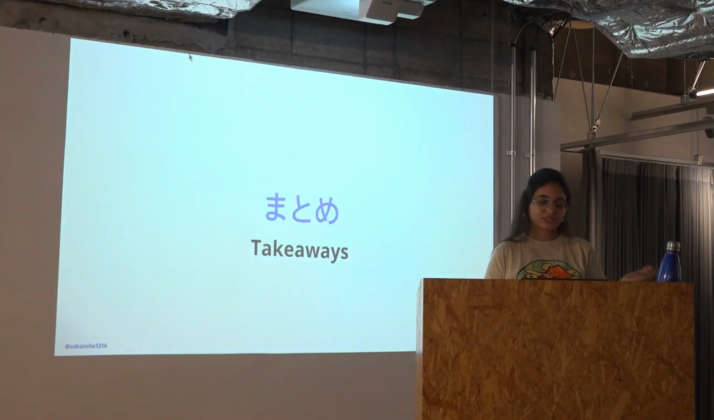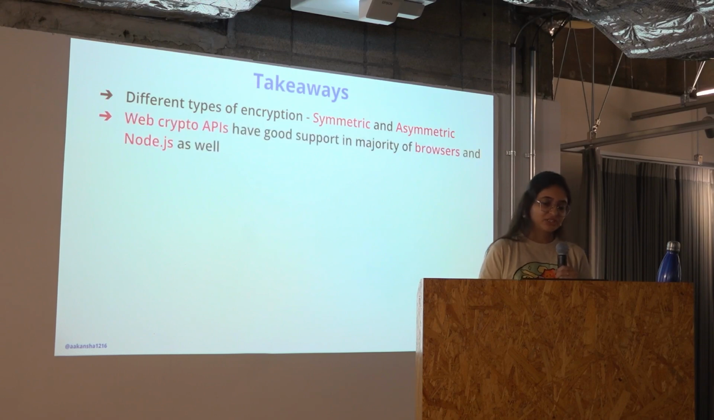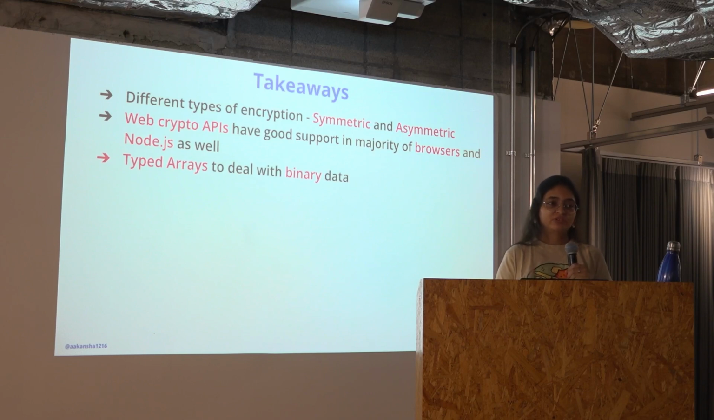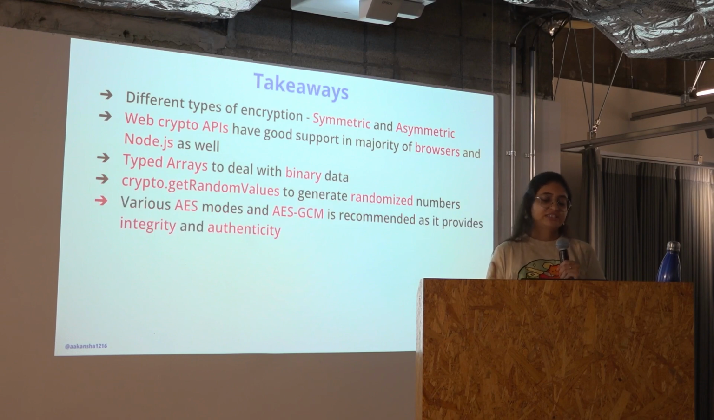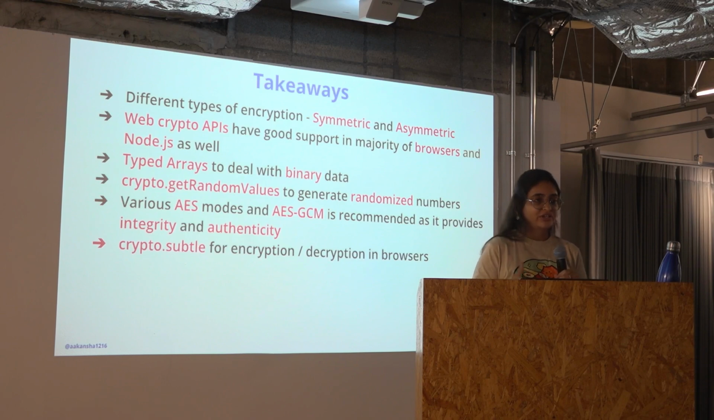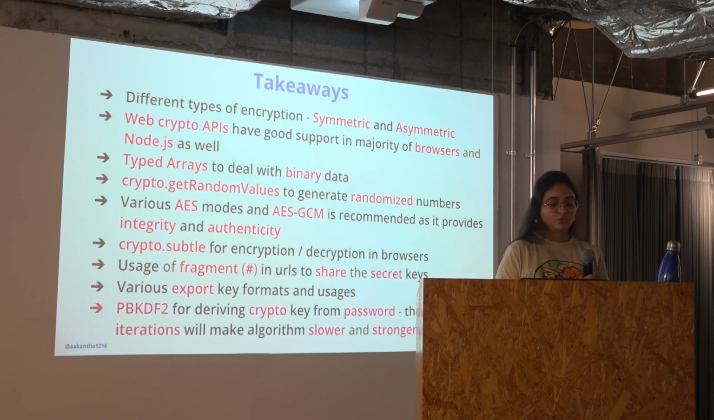And yeah, with this, let's wrap up with the takeaways. We learned about different types of encryption, symmetric and asymmetric. Web Crypto APIs have good support in the majority of browsers and Node.js as well. Typed arrays to deal with binary data. crypto.getRandomValues to generate randomized numbers. Various AES modes, and AES-GCM is recommended as it provides integrity and authenticity. Cryptography for encryption and decryption in browsers. Usage of fragments in URLs to share the keys. Various export key formats and usages. PBKDF2 for deriving the crypto key from a password. But the thing to remember here is that the algorithm can be slower. The more iterations, the stronger the crypto key will be.